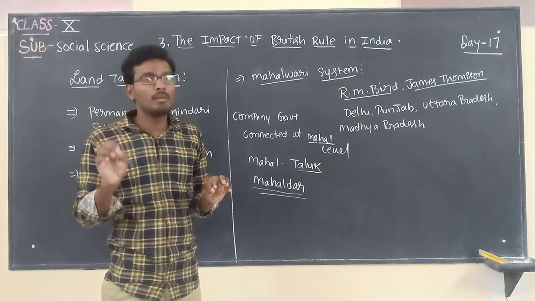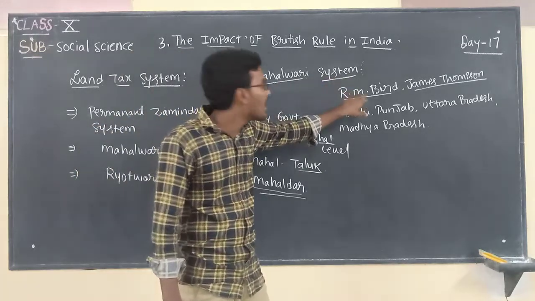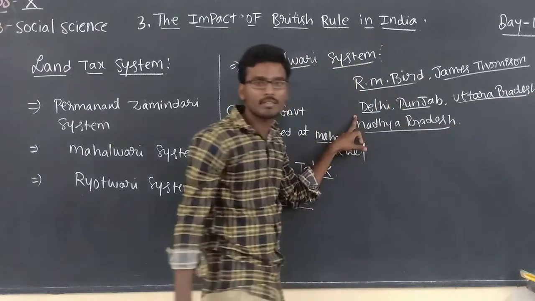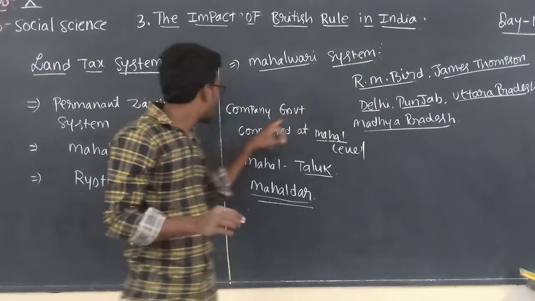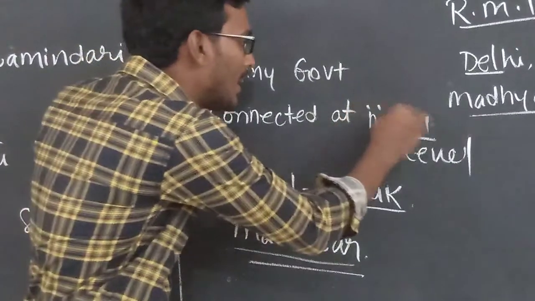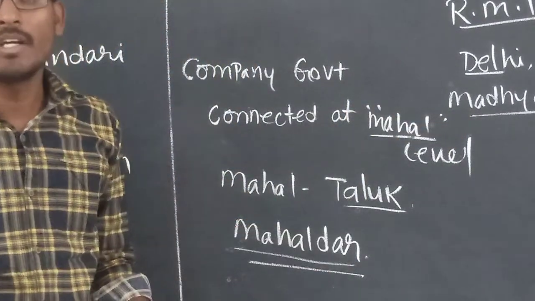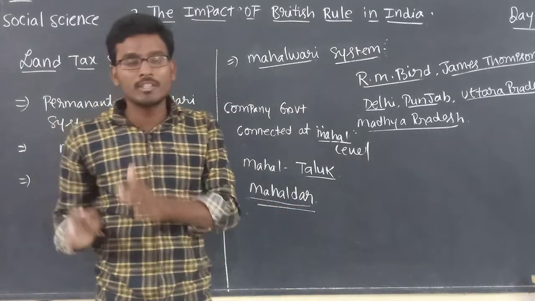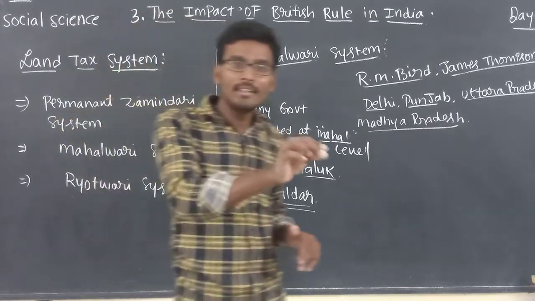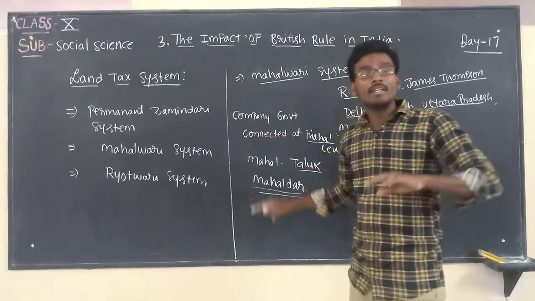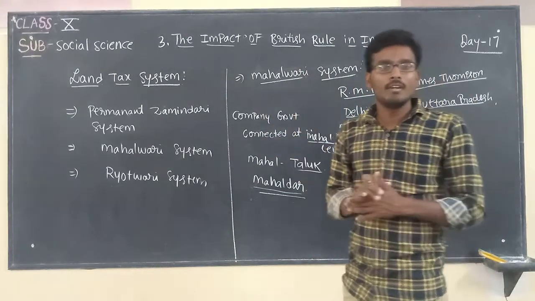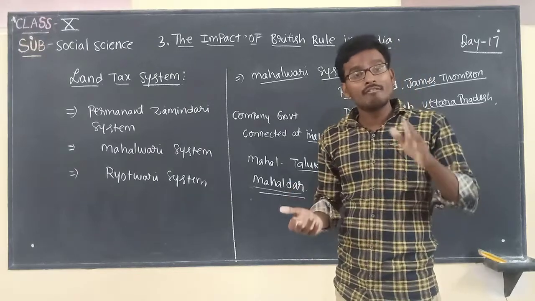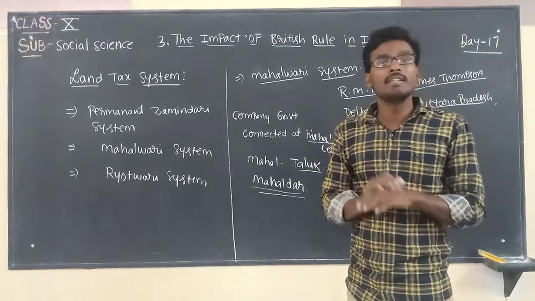Children, again I will repeat each and every point, listen carefully. The Mahalwari system was implemented by R.M. Bird and James Thompson. In which regions? Delhi, Punjab, Uttar Pradesh and Madhya Pradesh. As per the Mahalwari system, the company government connected directly at mahal level. Mahal means one taluk. Every taluk has one representative to collect land tax, the Mahaldar. The implementation differed from one region to another. The East India Company fixed land tax more than the production. Whenever the zamindars were unable to pay the land tax, they lost their ownership over the land. Finally, the farmers depending on those zamindars suffered a lot.